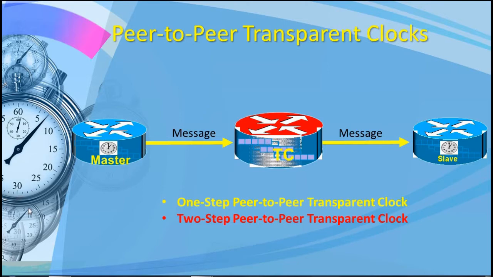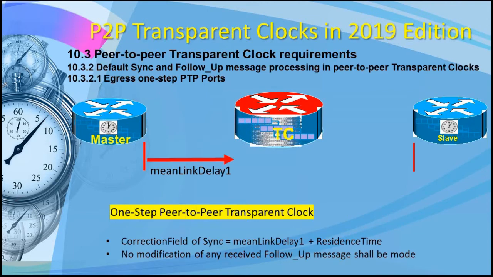For the peer-to-peer transparent clock, there are two different types. The first one is called one-step transparent clock. The second type is called two-step transparent clock. So let's discuss the one-step transparent clock.